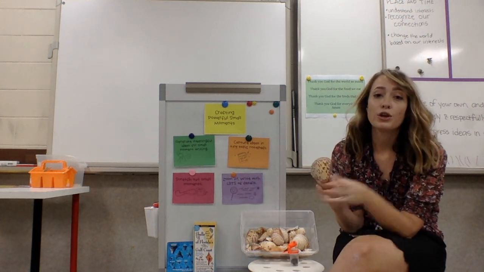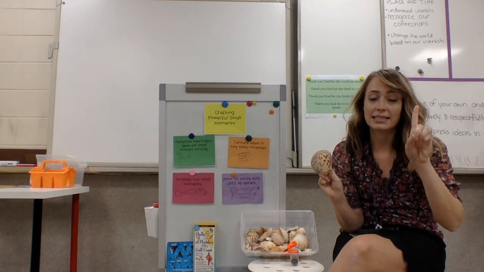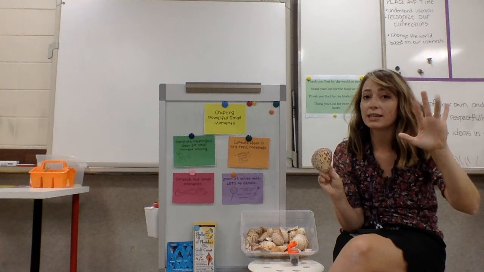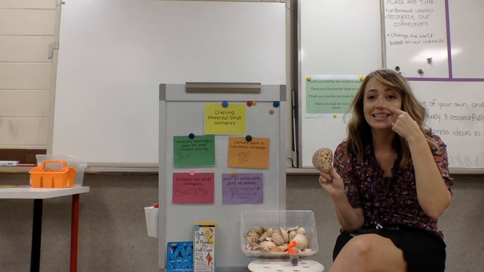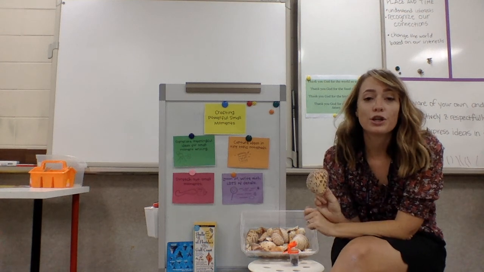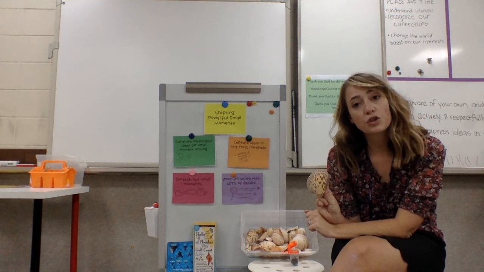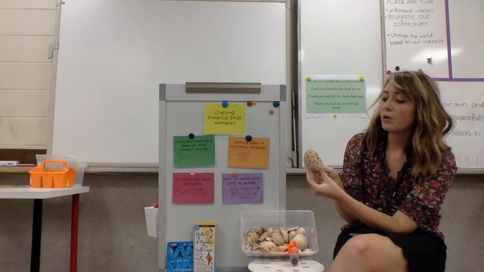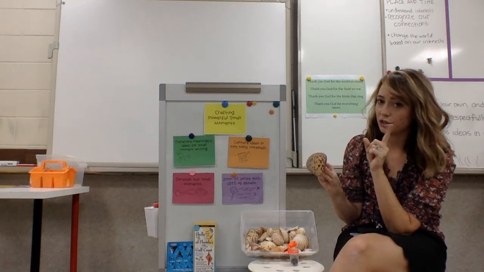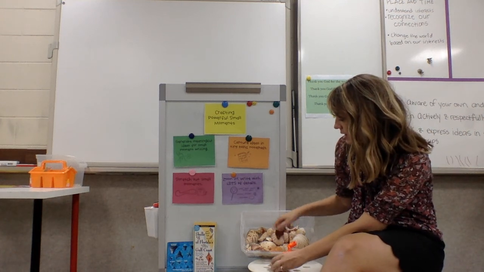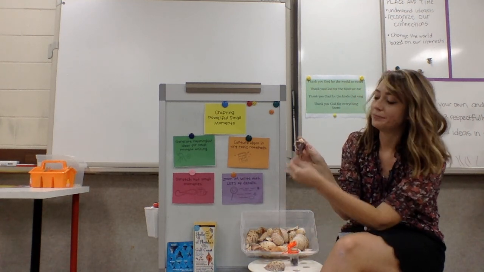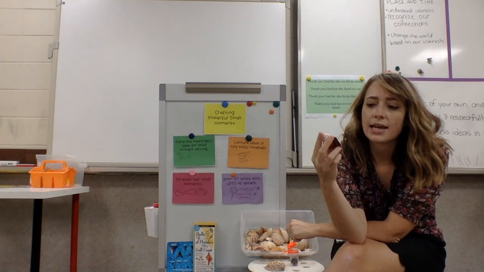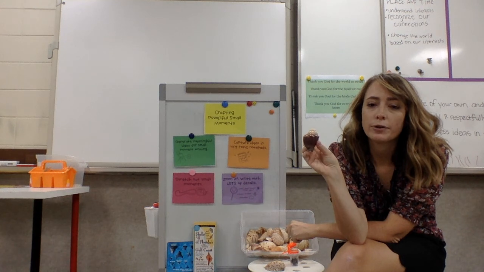You can use your 5 senses: seeing, hearing, touching, tasting, and smelling. You can use your 5 senses to describe things in your story. If I were to describe this shell, actually wait, I'm gonna pick this shell because it's my favorite. If I were to describe this shell, I could say it's brown.